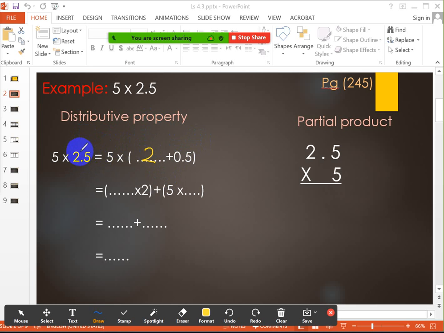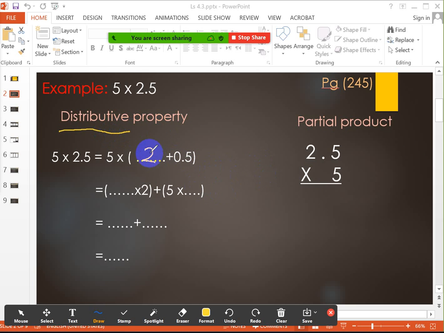Okay, so I will do the inverse operation here. I will break down the decimal number into addition between two numbers. The first one is the whole part. The second one is the decimal part. Now I will use the distributive property.